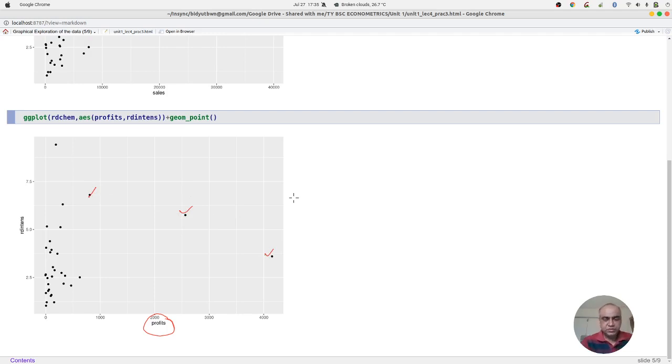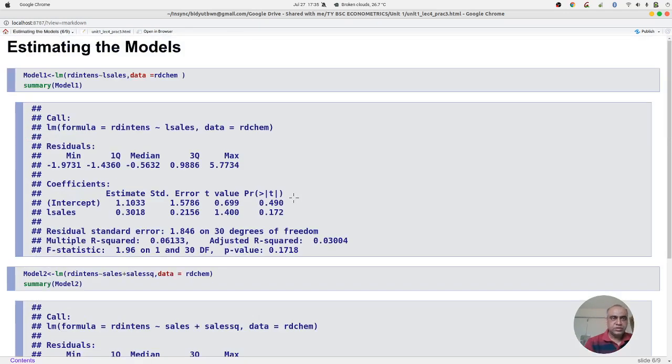So after getting this visual idea of the variables, we go for estimating our models. First, model 1 is estimated and saved as model1, where R&D intensity is explained with the log of sales. Now if you look into the summary of the regression result, we see the overall R square value is 0.06 and the F value is 1.96, which is not statistically significant, as you see from the p value. But the coefficients have positive signs.